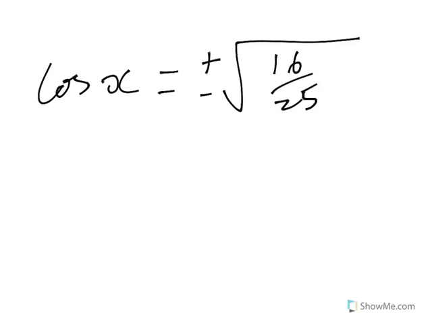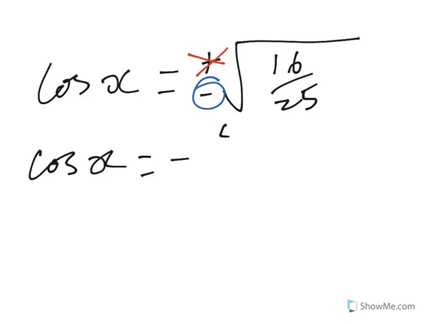Now, we already said that this is in the second quadrant, and in the second quadrant cos is negative, so it's got to be the negative value. So we don't want that one. So the cos of x is equal to negative 4 on, oh, not 25, on 5. Alright, so that's it.